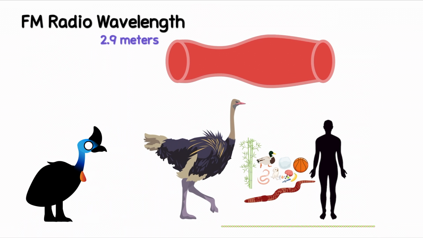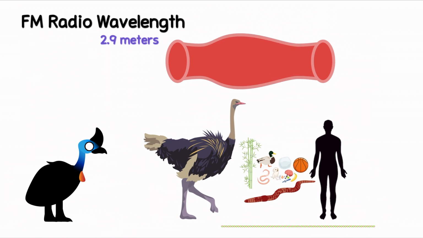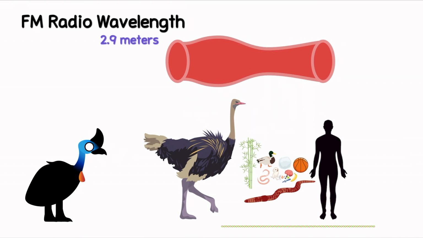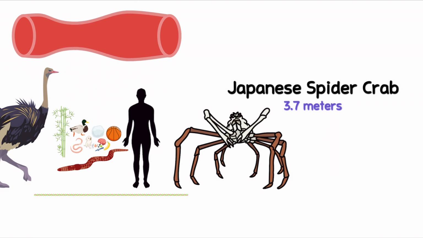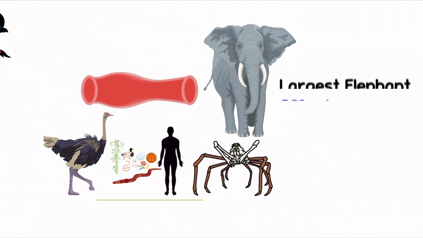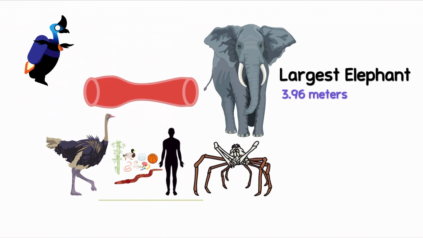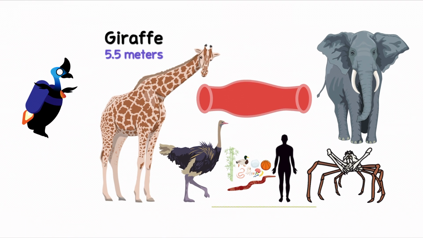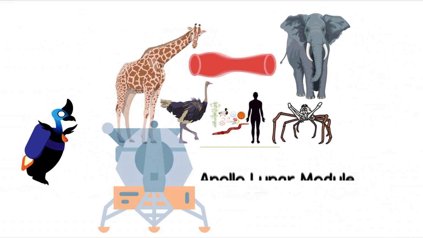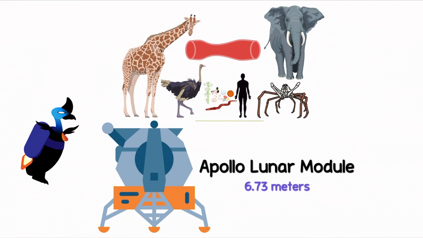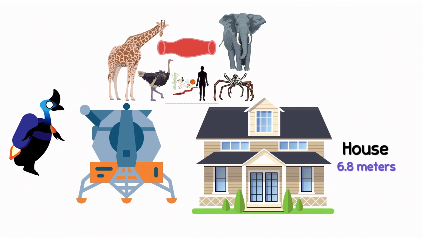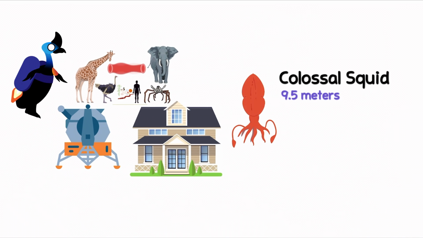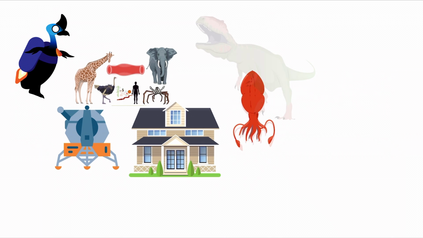FM radio wavelength, 2.9 meters, short electromagnetic waves carry radio signals that allow for high-quality sound transmission. Japanese spider crab, 3.7 meters. Largest elephant, 3.96 meters. Giraffe, 5.5 meters. Apollo Lunar Module, 6.73 meters, a spacecraft that carried astronauts from the command module to the moon's surface. House, 6.8 meters. Colossal squid, 9.5 meters.